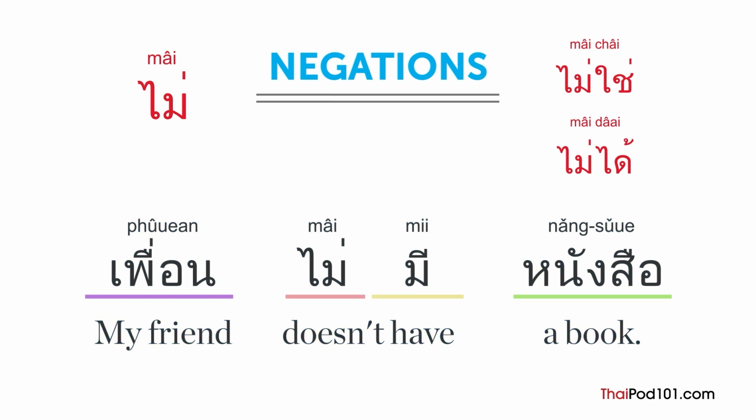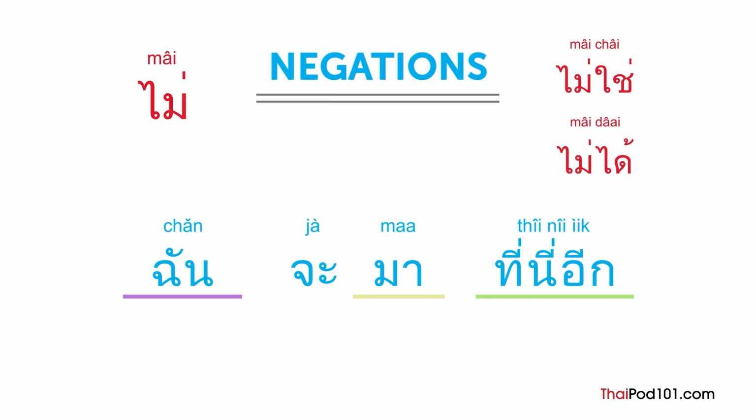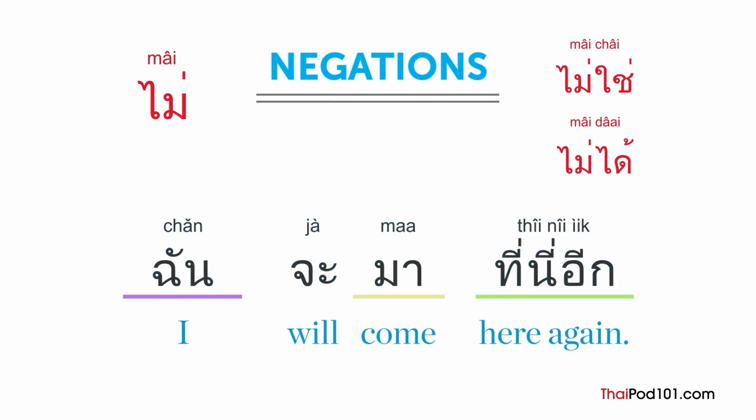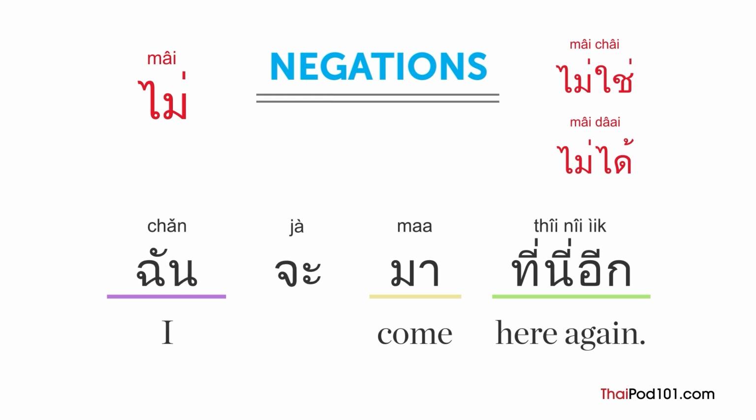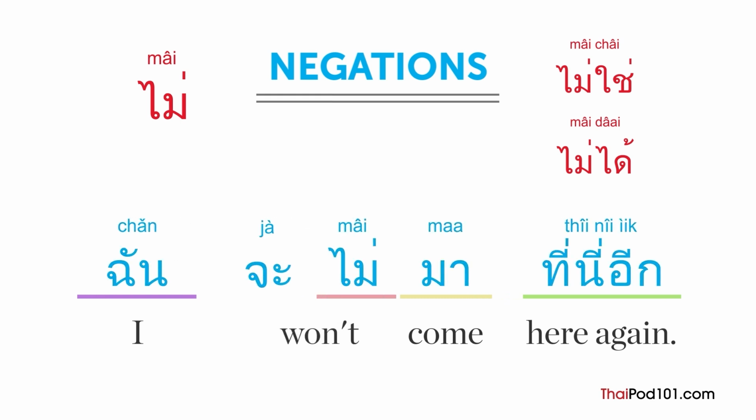Another example will be ฉันจะมาที่นี่อีก, I will come here again. And the negative sentence of this will be ฉันจะไม่มาที่นี่อีก, I won't come here again.